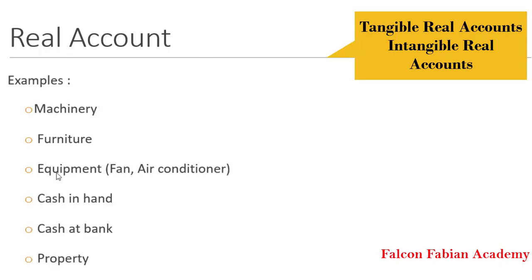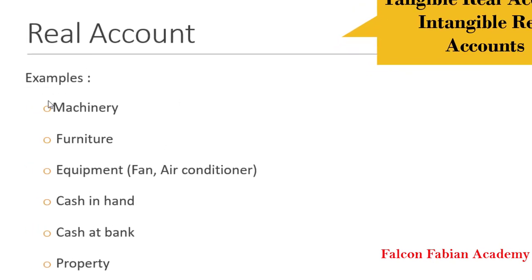Let's have a look at few examples. Now machinery, furniture, equipment, cash in hand, cash at bank and property. All of these are assets. But these would come under the category tangible assets. Why? Because you can see them, you can touch them.